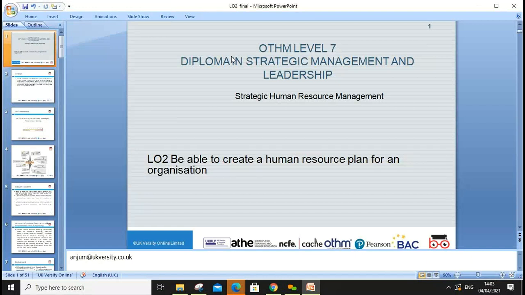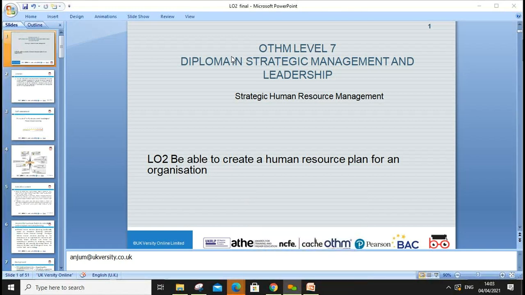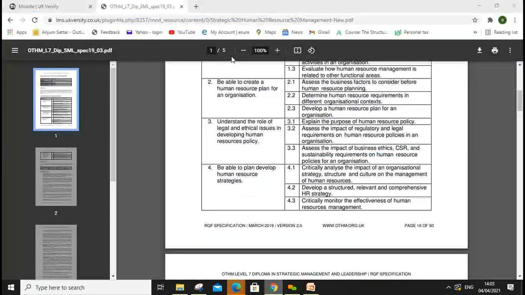Today's lesson will go through LO2, the learning outcome to be able to create a human resource plan for an organization. We'll go through how we can create a human resource plan, human resource planning, and why planning is important in any organizational setting or within any organization. We'll go through a few examples as well, and try to address all the learning outcomes and assessment criteria under learning outcome 2 today.